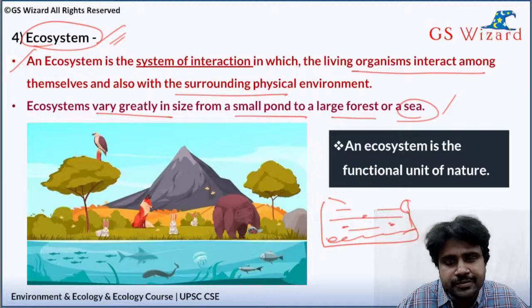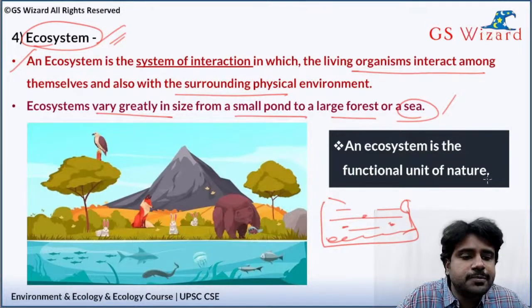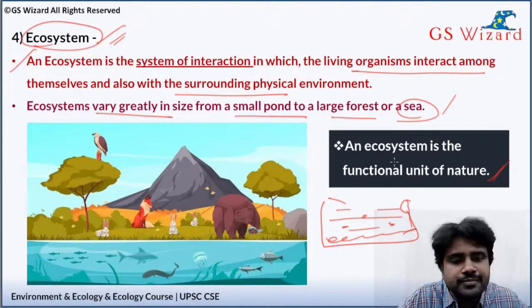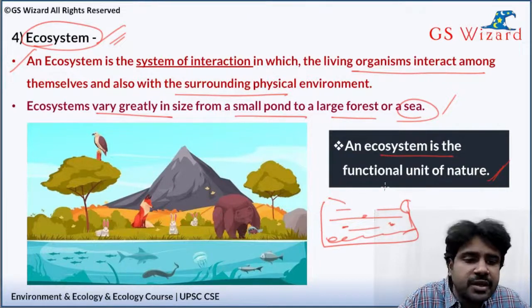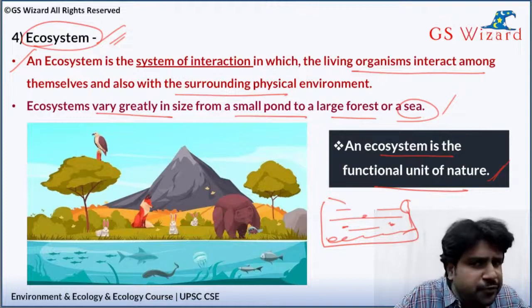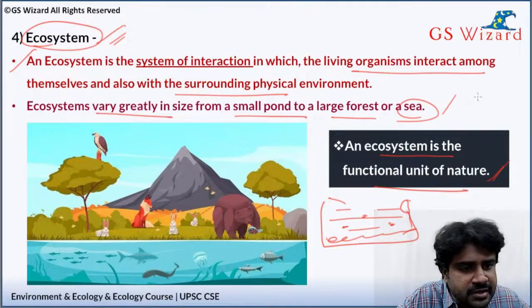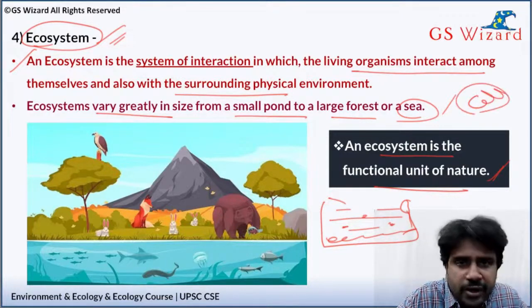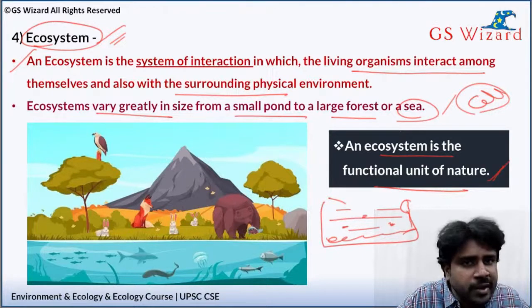As simple as that. Now, look at this point. Very important. An ecosystem is the functional unit of nature. Now, what is the functional unit of life? The answer is cell. Cell is the functional unit of life. What do you mean by that?